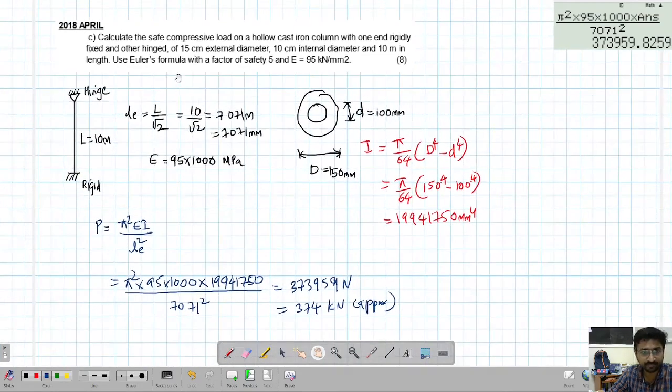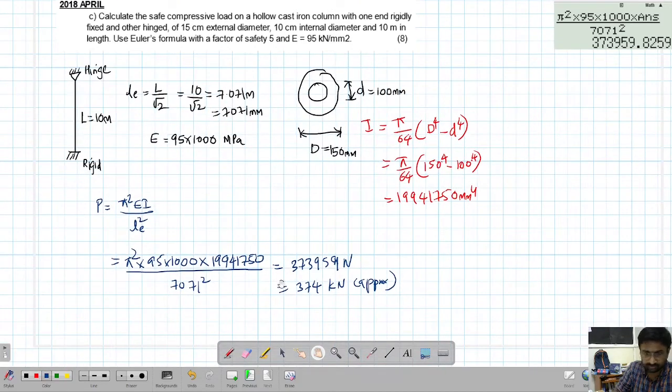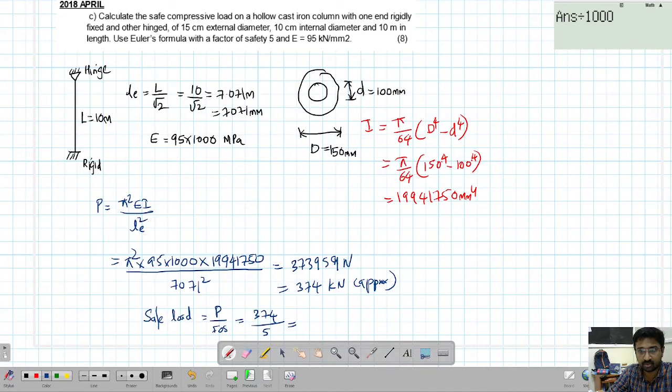Now one more step we have to do. They have given a factor of safety. So this is the ultimate load, the maximum load it can take. But for improving the safety, we reduce this value with a factor of safety. So the safe load is P upon factor of safety, which is 374 divided by 5. That comes out to be 74.8 kilonewton.